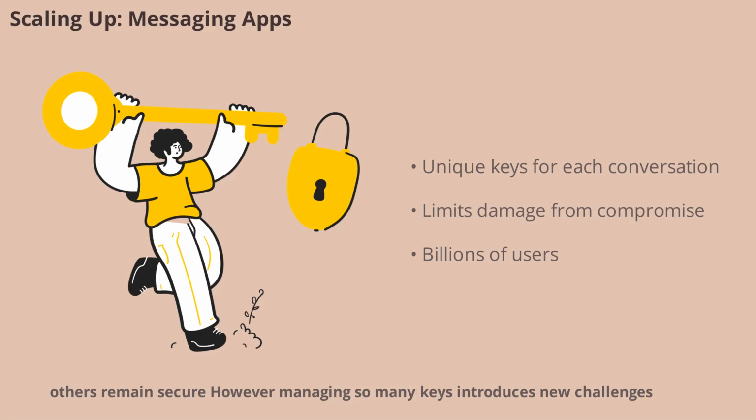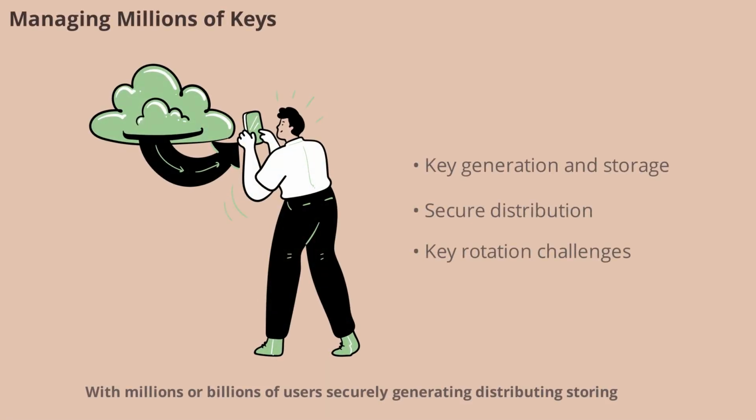However, managing so many keys introduces new challenges. With millions or billions of users, securely generating, distributing, storing, and rotating so many secret keys becomes a massive task. Each conversation needs its own key, and those keys must be kept safe from attackers. If a key is leaked, users need to generate a new one and share it securely all over again. The difficulty isn't in creating new keys, it's in making sure they're shared without being intercepted. This complexity is a major reason why symmetric encryption isn't always practical for large-scale systems.